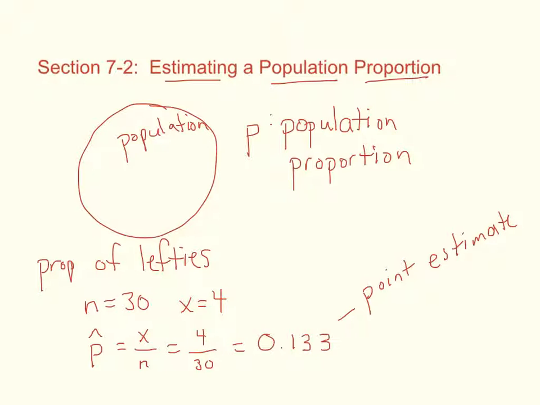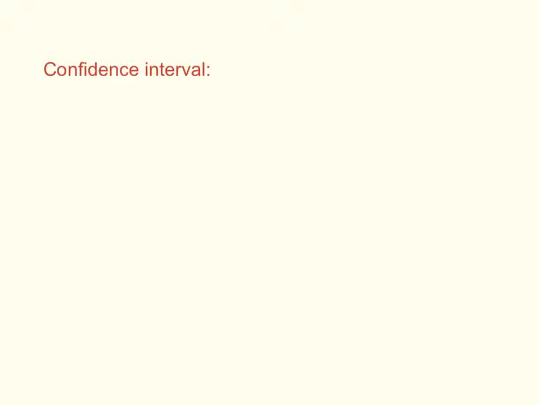So what we want to do with this point estimate is try and build some kind of a confidence interval that says, we can say with about 95% confidence, or 90% confidence, or 99% confidence that the actual population proportion would lie in this range. And that's what we're going to work on in this section, coming up with a confidence interval.